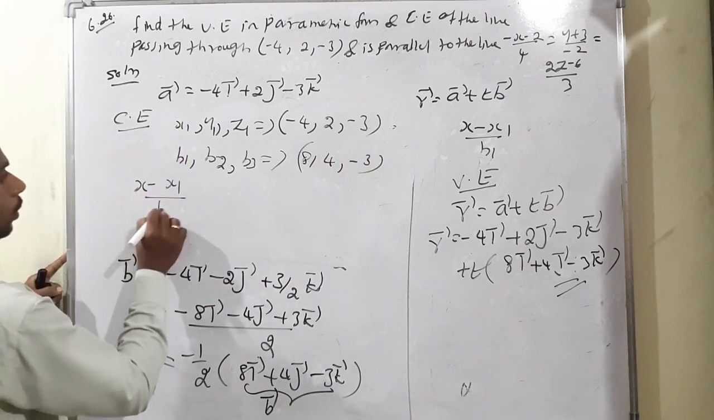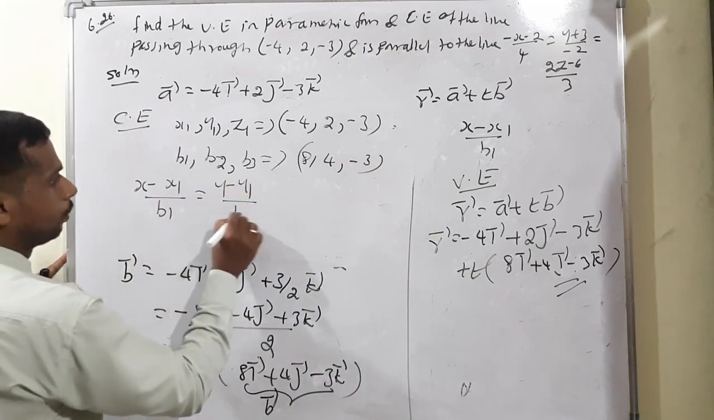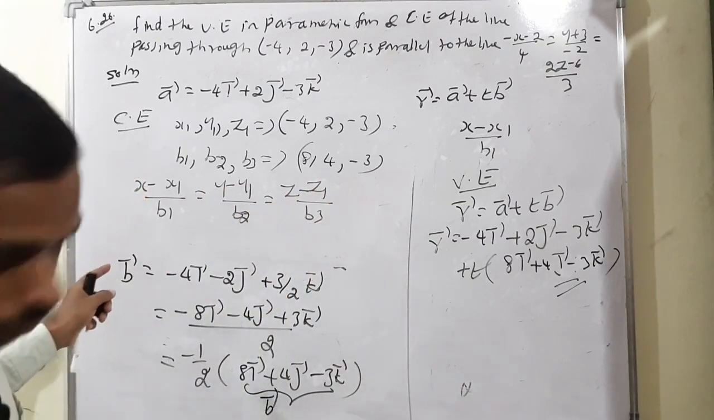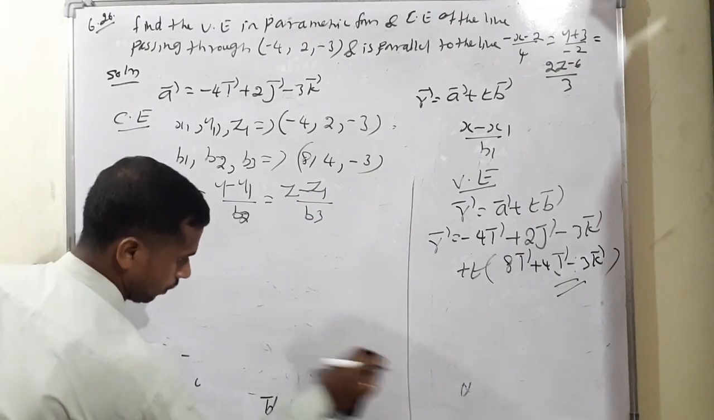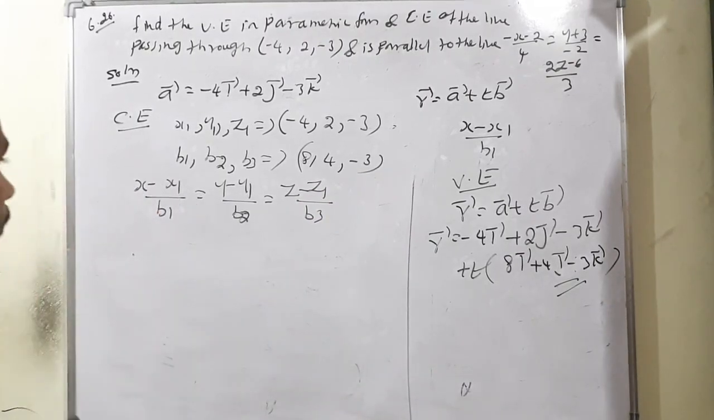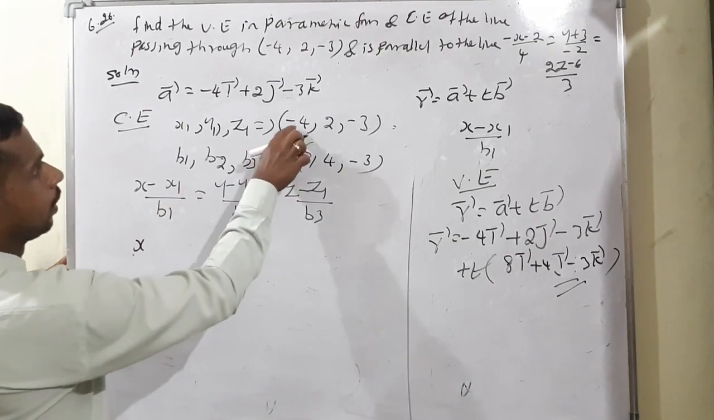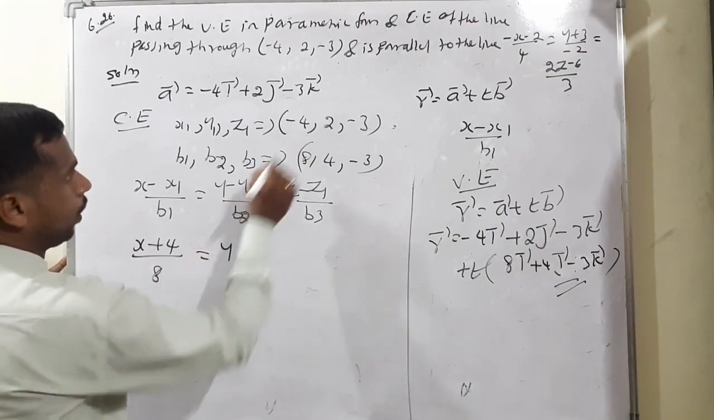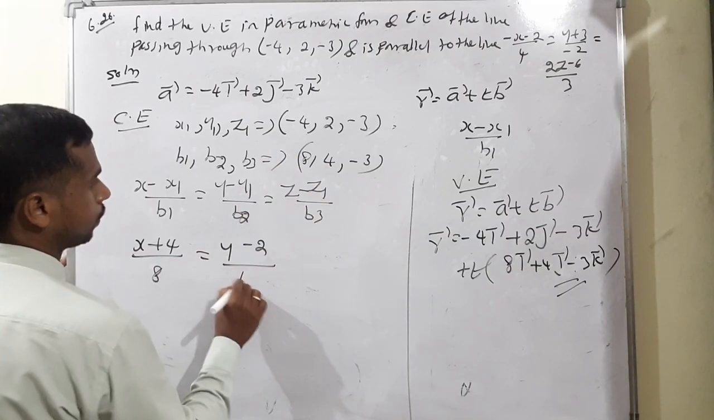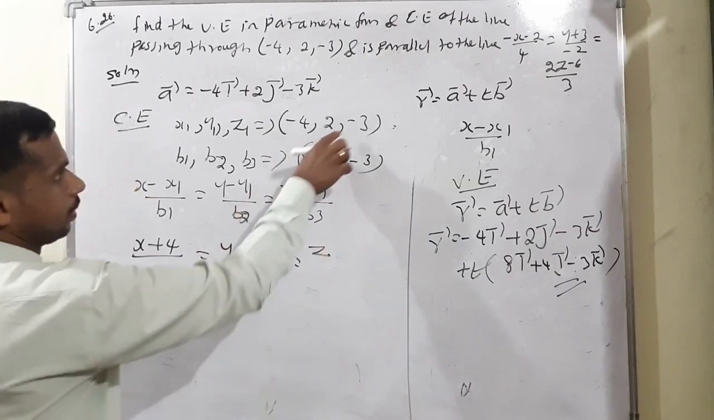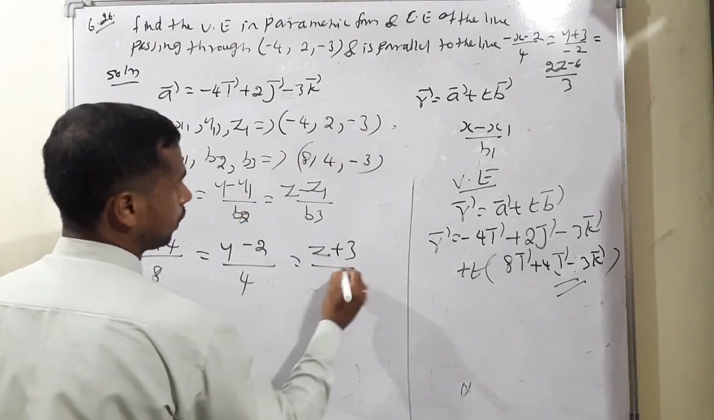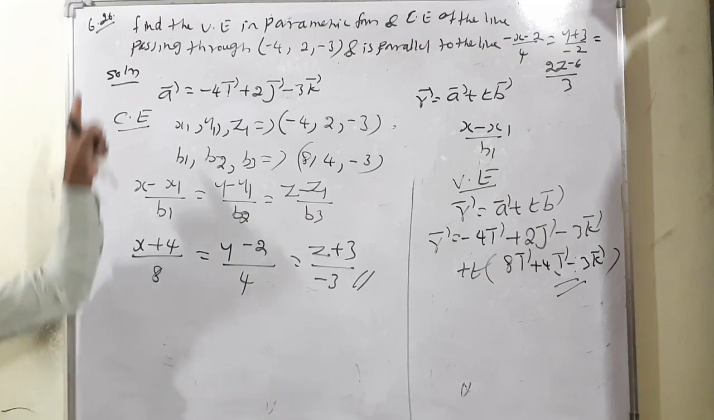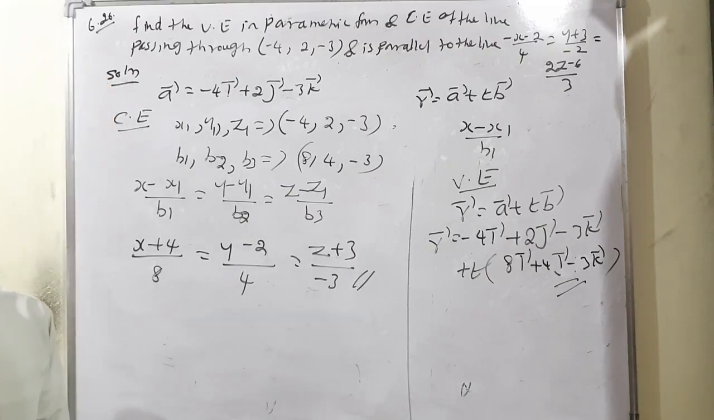Formula: (x - x1)/b1 = (y - y1)/b2 = (z - z1)/b3. We just have to apply it. For x1, the minus sign is already there, so (x + 4)/8 = (y - 2)/4 = then for z1, the minus sign is already there, so (z + 3)/(-3). This is the answer for the Cartesian equation. Okay, that is example 6.26, now I will continue with the next example.